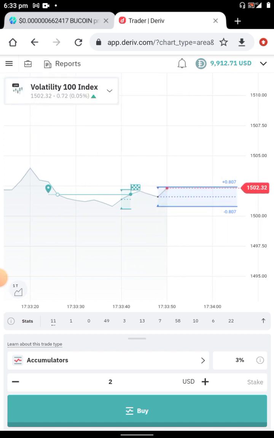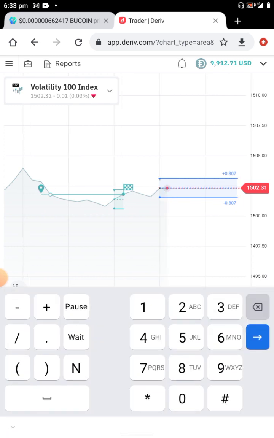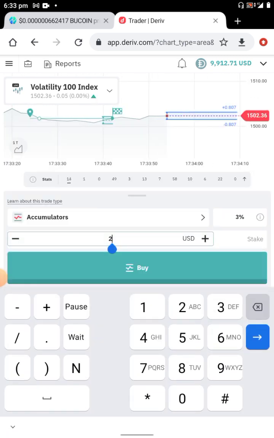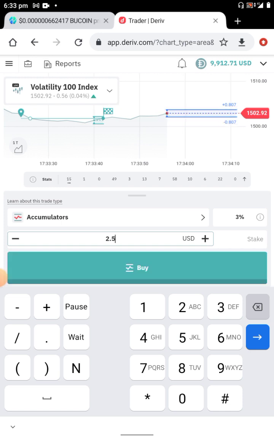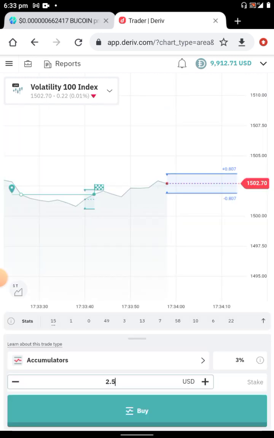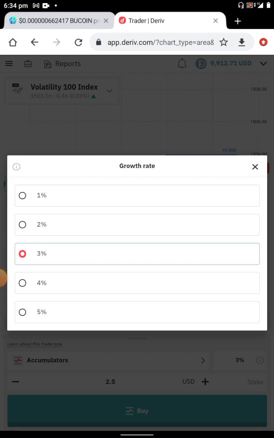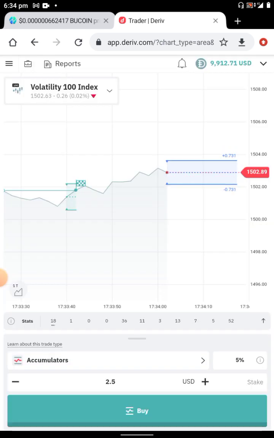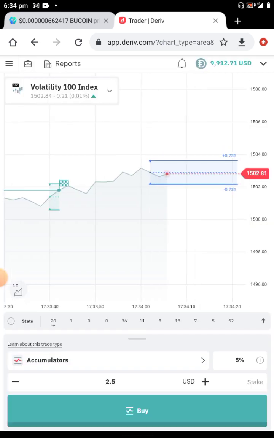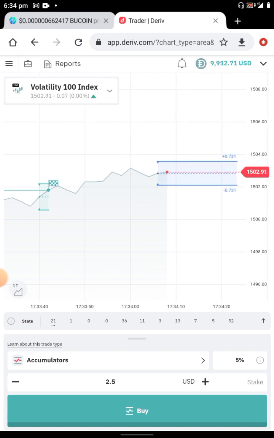50%. That is 53. But now I'm going to increase this to 2.5. Can you see now? So let's go back to 5% again. We'll wait for another breakout on 5%. Then immediately we'll go to 3% and enter our trade.